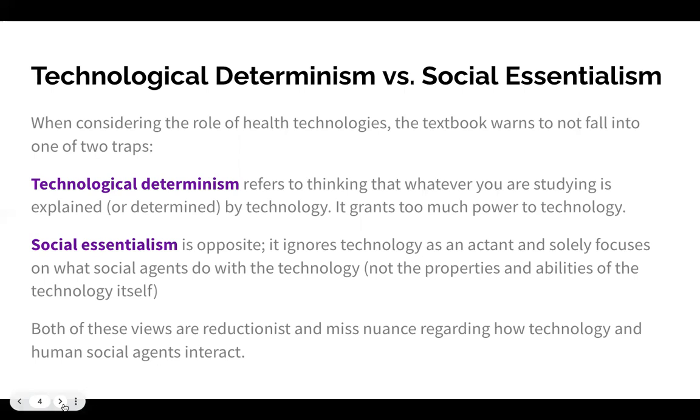So, technological determinism, you just want to make sure that you aren't granting too much power to technology. It's powerful, but it's not that powerful. But on the other hand, you don't want to engage in social essentialism either, which is really the opposite. It ignores technology as an actant, and it solely focuses on what social agents do with the technology, but it doesn't focus on the properties and the abilities of the technology itself.